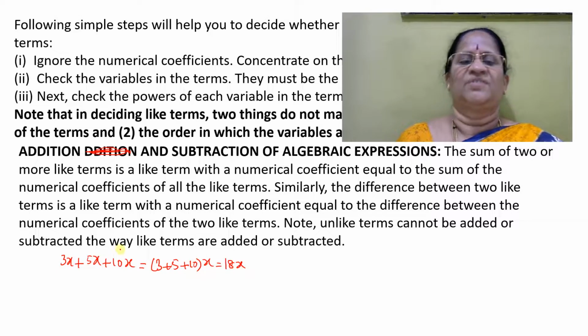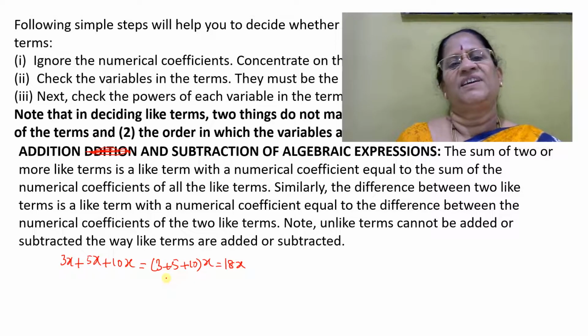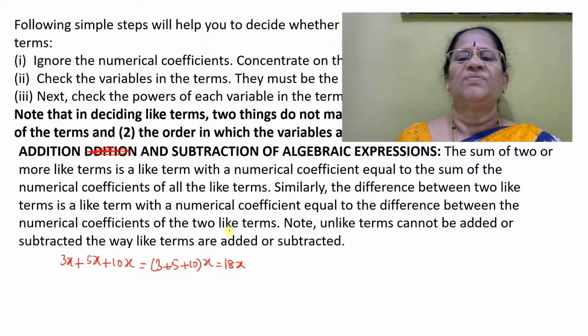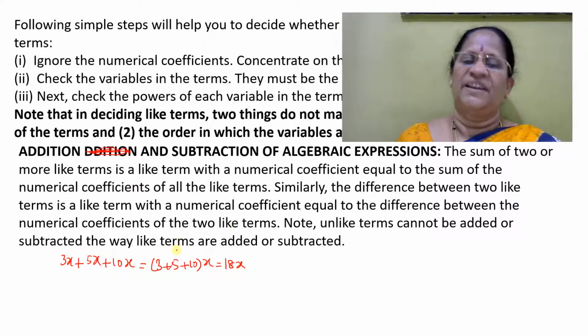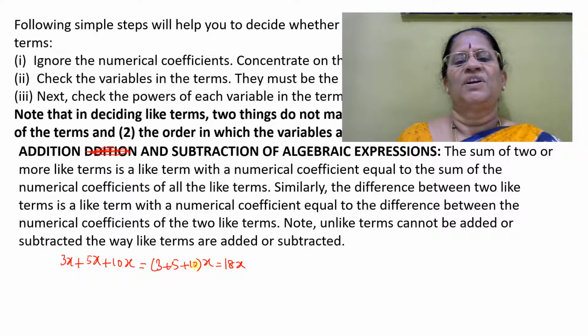This is also a like term with a numerical coefficient equal to the sum of the numerical coefficients of all the like terms. That's what I have done. I hope it is clear, children. Similarly, the difference between two like terms is a like term with a numerical coefficient equal to the difference between the numerical coefficients of the two like terms.